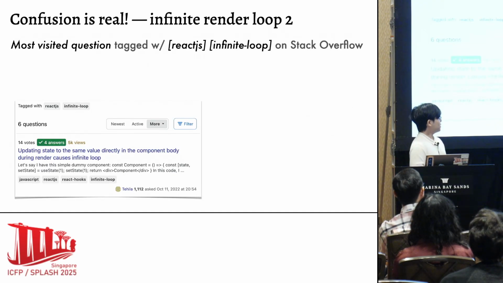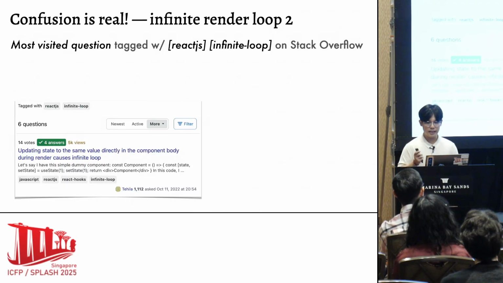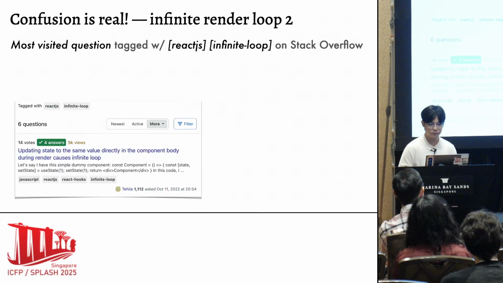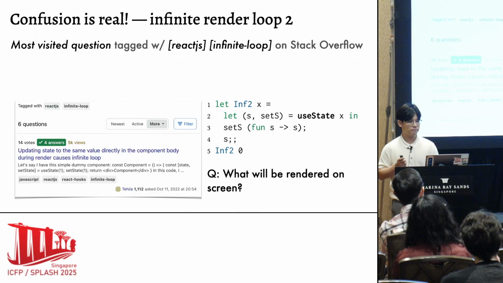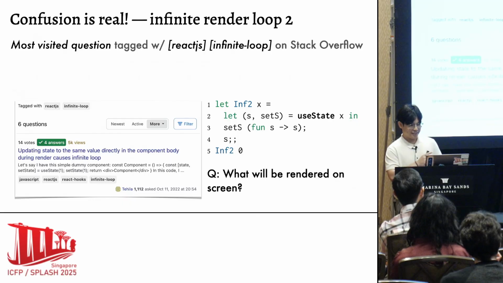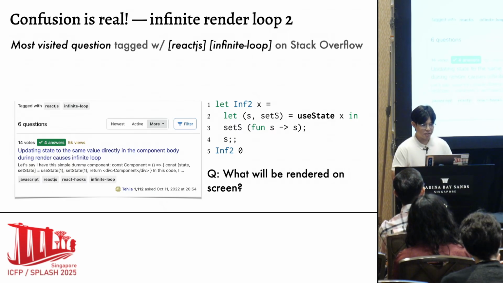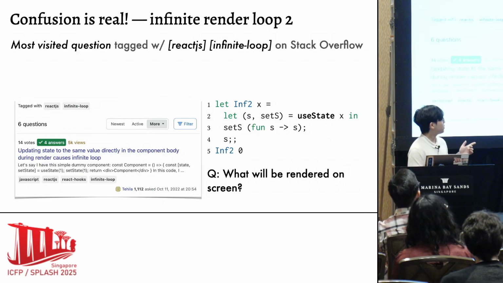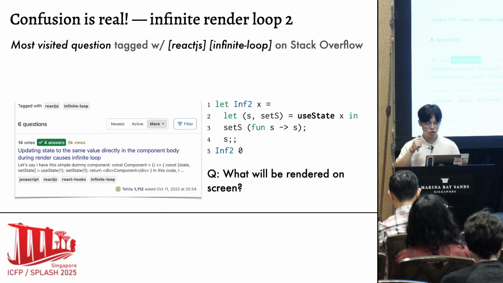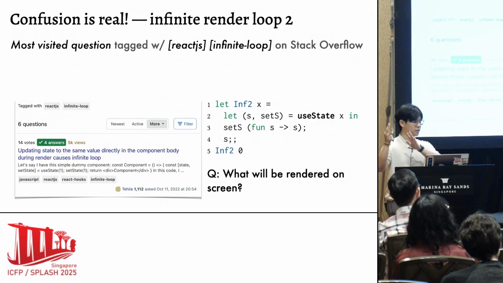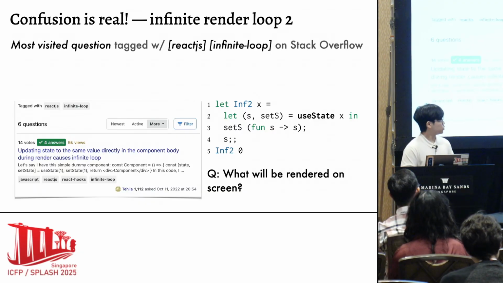Another common source of confusion is a different kind of infinite render loop bug, caused by directly calling the setter function inside the component body. So the most visited question tagged with React.js and infinite loop on Stack Overflow asks about this very issue. So let's take a look at the inf2 component here. So here the setter function is provided with an identity function, meaning that the state doesn't change. But regardless of that, a setter call inside the component body is hardwired in the runtime to trigger another check by re-executing the component body. So this time, unlike the previous issue, this view never even reaches the screen. So the runtime keeps trying infinitely to render the component body.